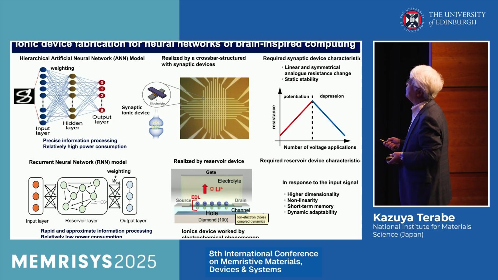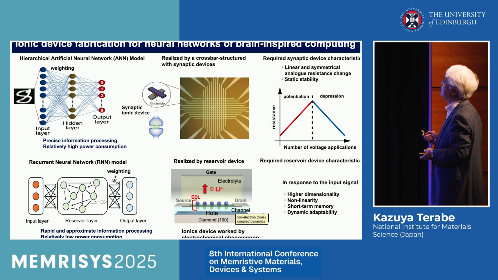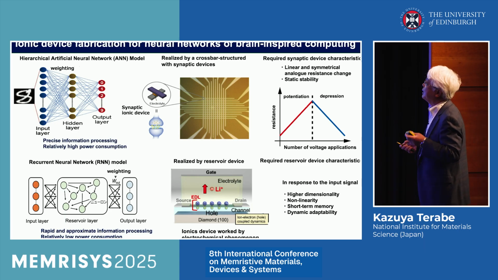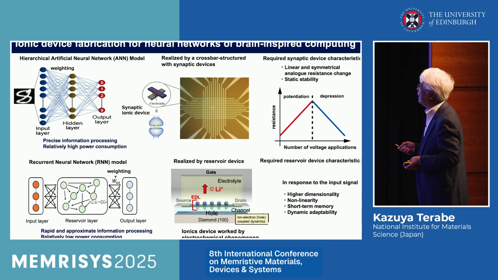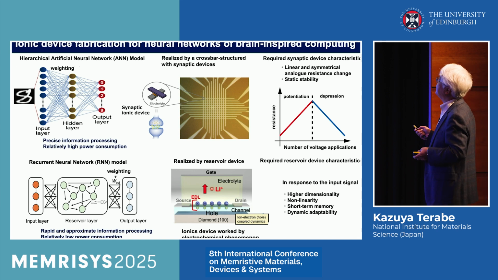So this shows ionic device fabrication for the neural network or brain-inspired computing. You know that typically there are two kinds of neural network. One is a hierarchy artificial neural network like this. This is realized by crossbar structures with synapse devices. These synapse devices can be fabricated using ionic devices. The required synapse device characteristics are linear and symmetrical analog resistance change, and static stability like this.